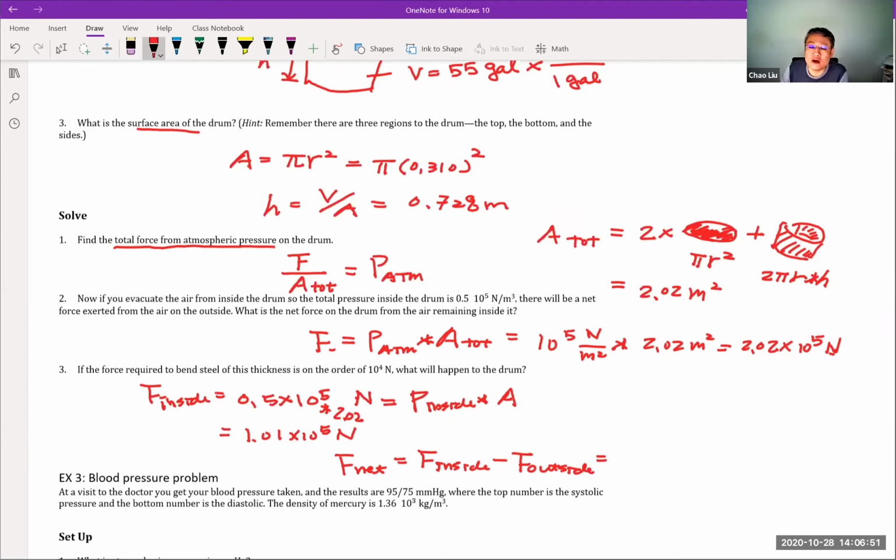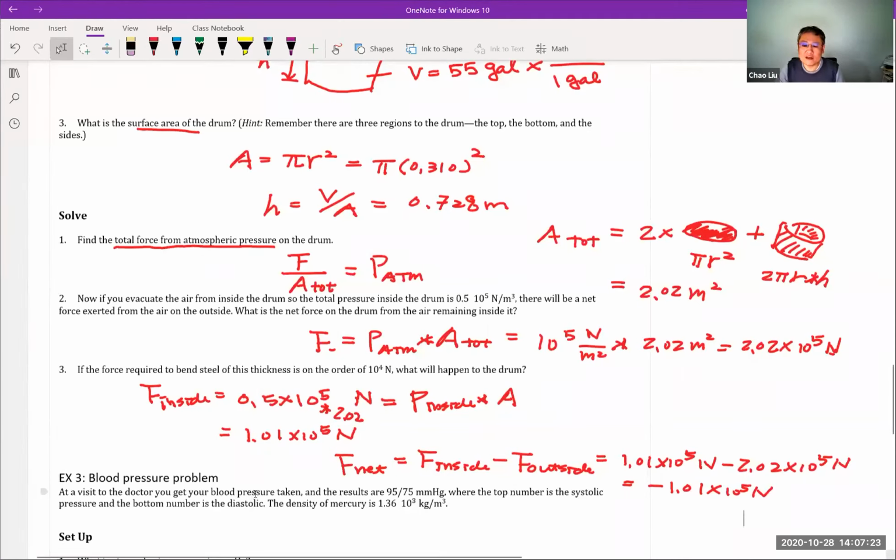Okay, so this one is 1.01 times 10 to the fifth Newton, where the outside is going to be 2.02 times 10 to the fifth Newton, which means you're going to get a negative 1.01 times 10 to the fifth Newton. What the negative means is you have to go inwards. So in order to crush that, you have to go inwards in this way. Okay, any question about this part so far?